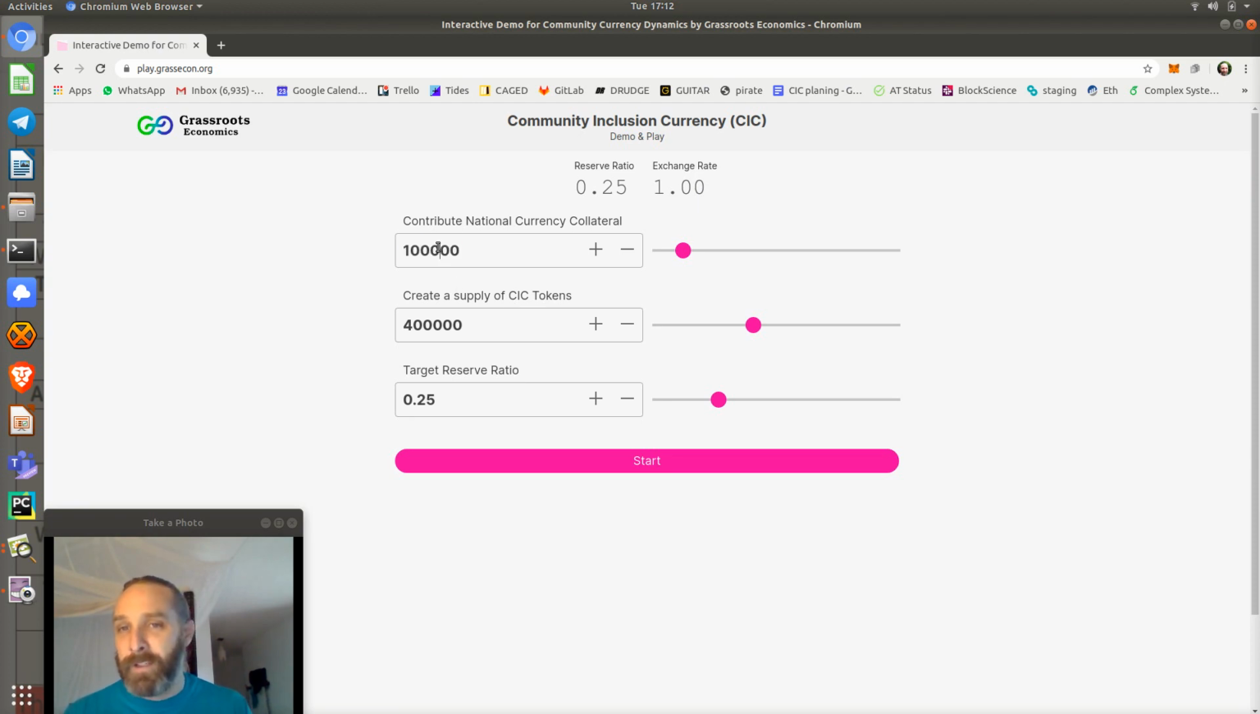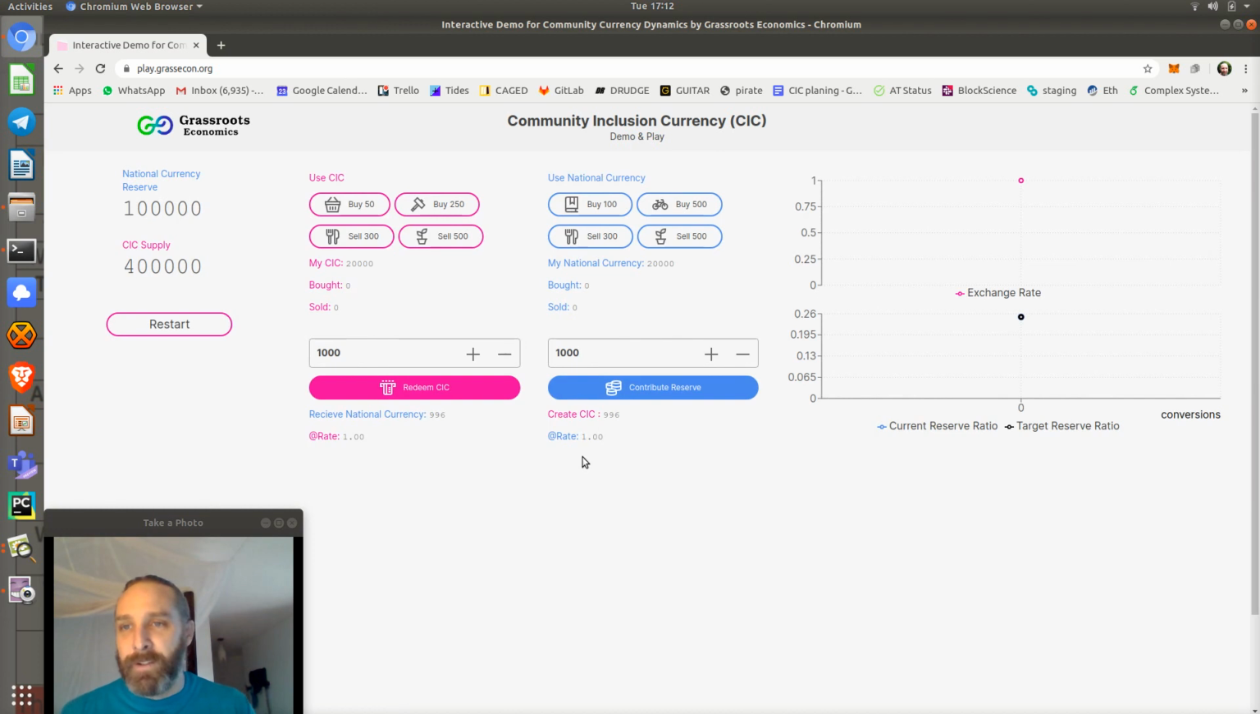Why 100,000 here? This is roughly, 100,000 Kenyan shillings is roughly $1,000 US dollars. So they're creating something like $4,000 of vouchers based on their goods and services, and then backed by a collateral fund of $1,000. So let's play that through. So you can see now they've got their reserve and they got their supply.